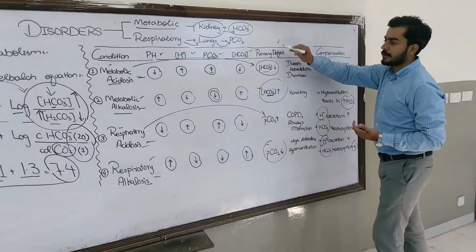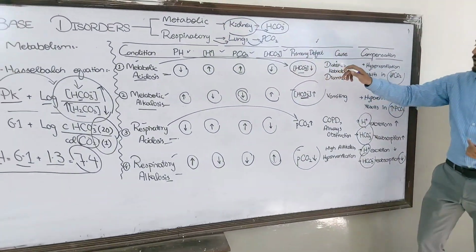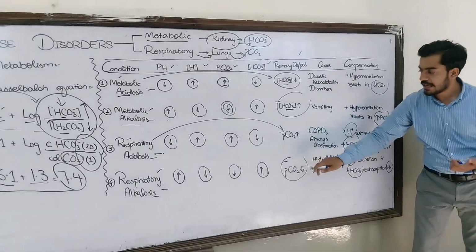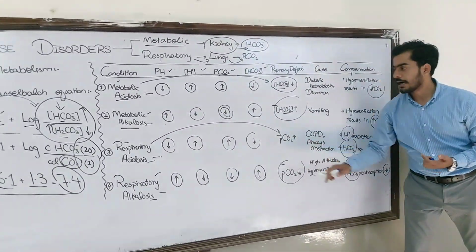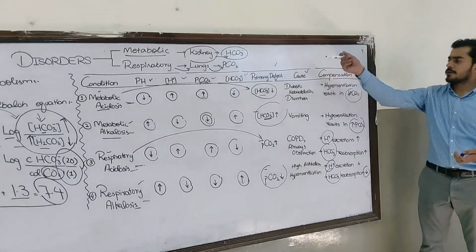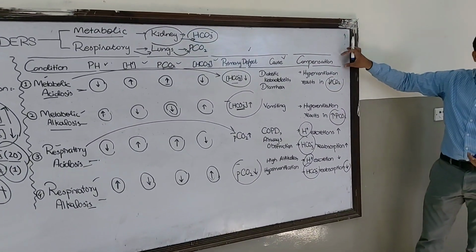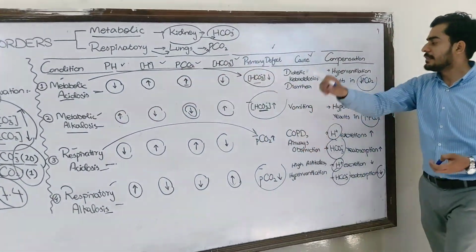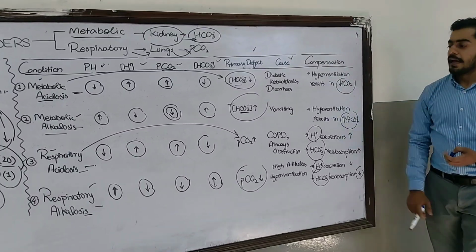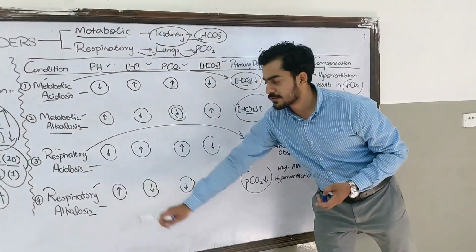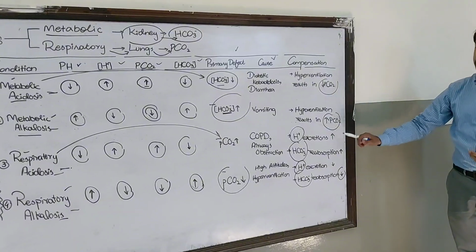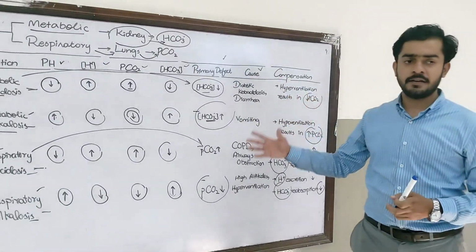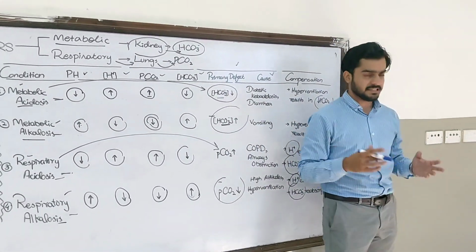Now there is the primary defect: metabolic primary defect in the kidneys involving changes in the bicarbonates, respiratory involving changes in the lungs in the partial pressure of the carbon dioxide. There are some causes of these conditions, and finally the important compensation. Whenever there is a problem in the metabolic compartment, the compensation lies in the lungs, and whenever there is a problem in the respiratory compartment, the major compensation lies in the kidneys. So this table can help you understand the basics of acid-base metabolism and acid-base disorders.